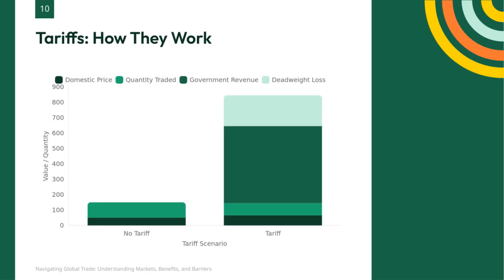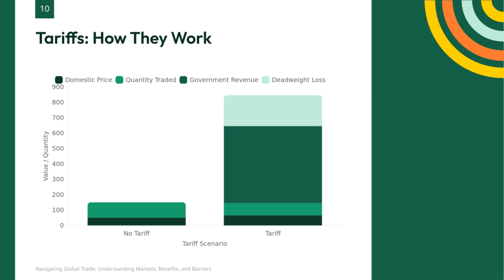Here we see how tariffs affect key economic variables, such as domestic price, quantity traded, government revenue, and deadweight loss. Without a tariff, the domestic price is 50, and the quantity traded is 100, with no government revenue or deadweight loss. When a tariff is imposed, the domestic price rises to 65, reflecting the added cost of the tariff. Consequently, the quantity traded decreases to 80, showing reduced market activity due to higher prices.